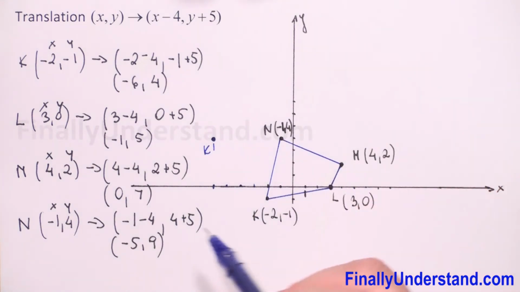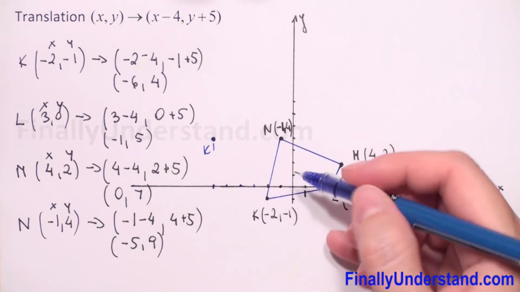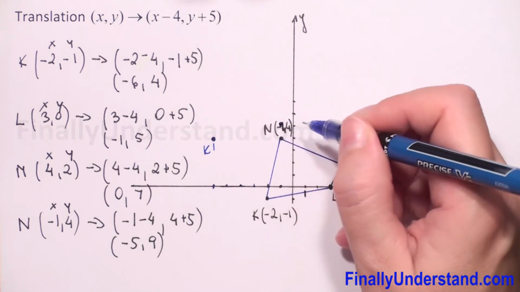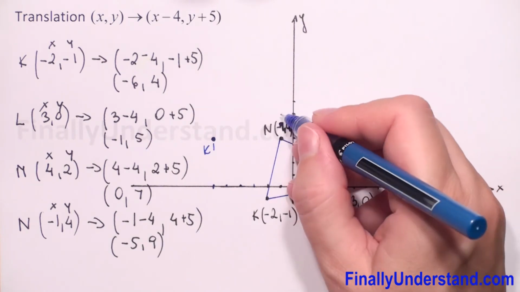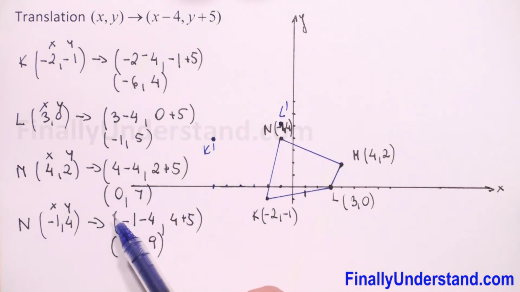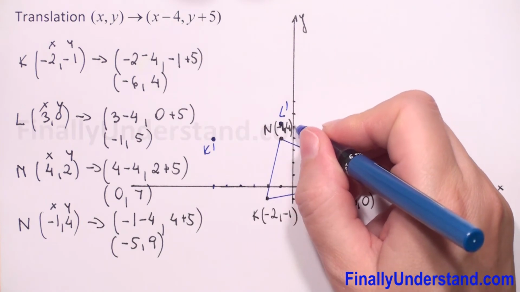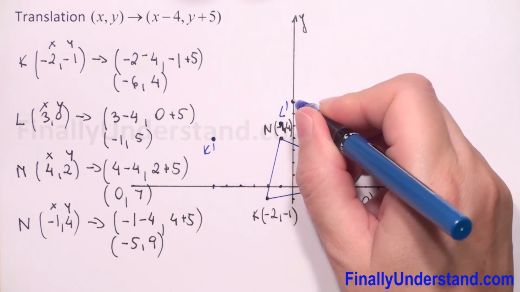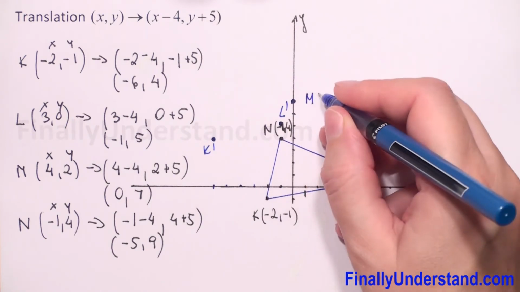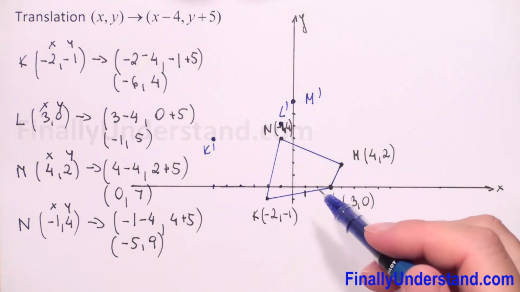Next we have (-1, 5): -1, and 5 up: 1, 2, 3, 4, 5. So this is approximately here. This is our point L prime now. Next we have (0, 7): 0, and 7 up: 1, 2, 3, 4, 5, 6, 7. So this is our point M prime now.